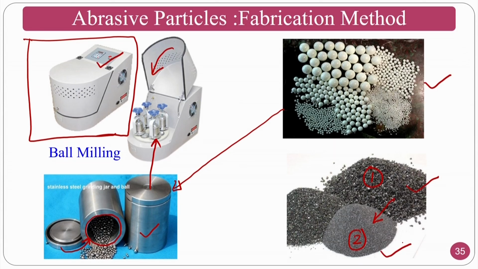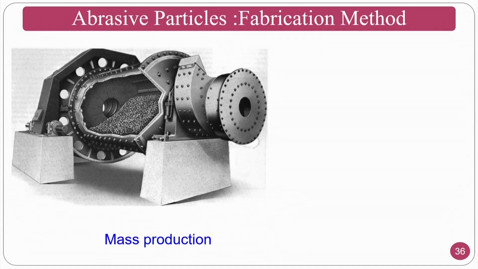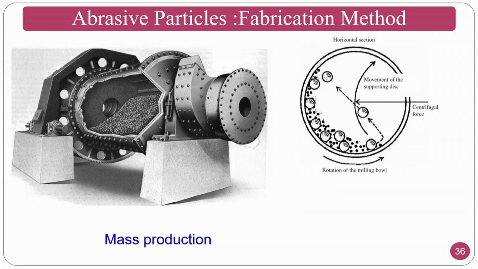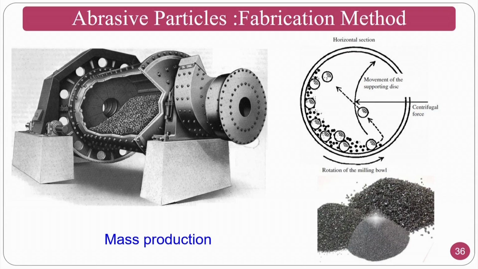Similarly, if I have big particles and want to make them small, you can go for the big commercially used methods for mass production. You can see the balls there, you place the abrasive particles you require, and you get the particles. You can convert big particles to smaller ones this way. You just place them inside the chamber, close it, and rotate at very high speed. Sometimes people also give vibrations to get much better particles with uniform size.